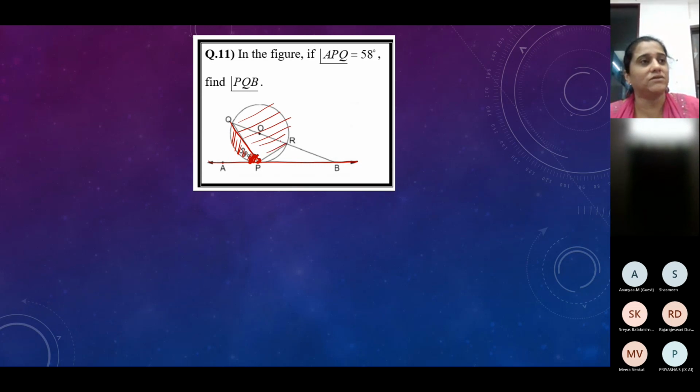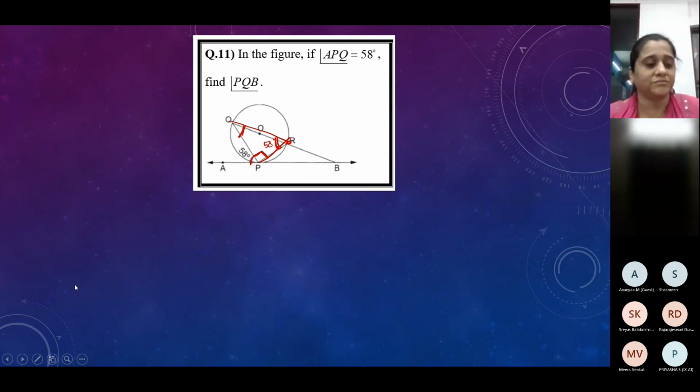This is the major segment, and this is the point R on the circumference of the major segment. Join the ends of the chord, Q to R and P to R. So this angle is equal to this angle. If this is 58, this is also 58, by the alternate segment theorem. And this is 90 because the angle in a semicircle is a right angle. So by using angle sum property, you can find this one.